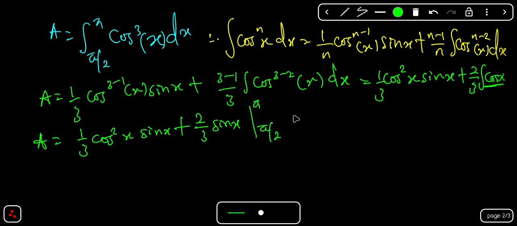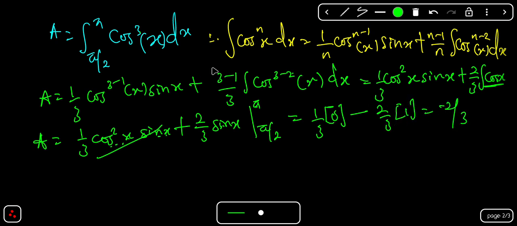All right, so this will be equal to 1 over 3. We apply pi: sin pi will give us 0, and sin pi here will give us 0. So definitely for pi we are going to get 0. Then minus, we input pi over 2: cos pi over 2 will give us 0, sin pi over 2 will give us 1, so definitely this will give us 0. Then here sin pi over 2 will give us 1, so we have 2 over 3 multiplied by 1, and this will give us minus 2 over 3. Okay, so that's the value of A. So integral A is minus 2 over 3.